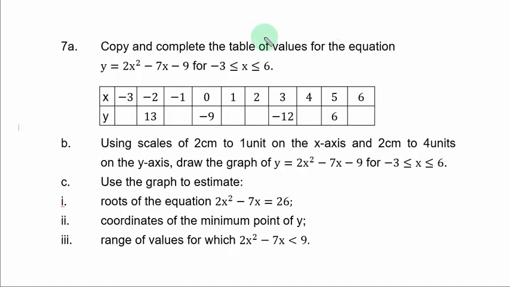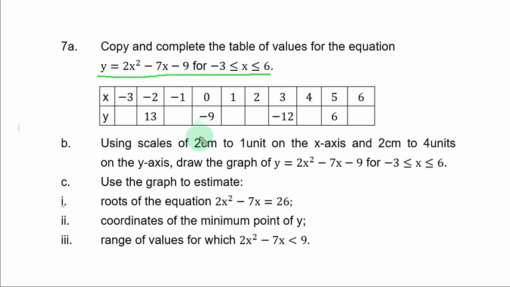Question 7a. Copy and complete the table of values for the equation y equal to 2s squared minus 7s minus 9, for minus 3 less than or equal to s less than or equal to 6. That is the range of values of s. You have the table of values with some y values missing, and you are expected to solve for them.